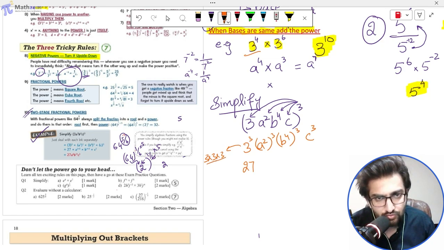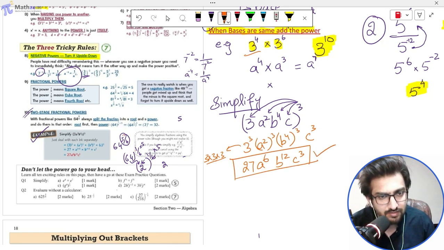And I explained in one of the rules above that if there are two powers, you need to multiply them together. So a to the power 6, since 2 times 3 is 6. b to the power 4 times 3 is 12. And c to the power 3. So that is the answer. We have simplified it. You just need to apply that 3 inside the bracket and then apply the rules which you have learned previously.